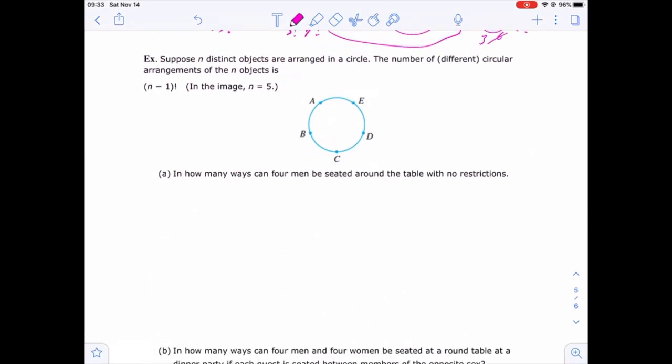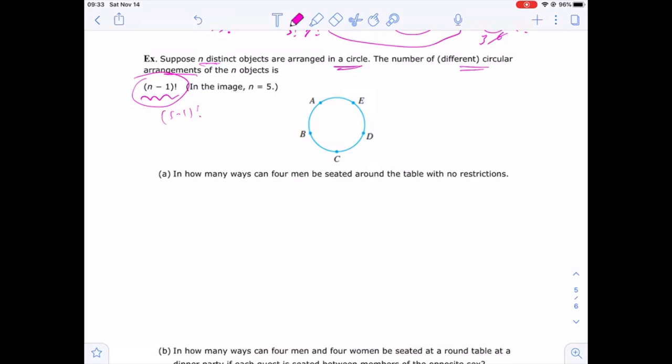Now the last problem here is the following problem. If we have n distinct objects arranged in a circle, for example, here we have A, B, C, D, E objects, 5 objects arranged in a circle, the number of different circular arrangements of n objects is n minus 1 factorial. For example, if you have 5 objects, 5 people, you want to seat them in a circle, or chairs around a circular table, then you apply this formula. It's 5 minus 1 factorial.